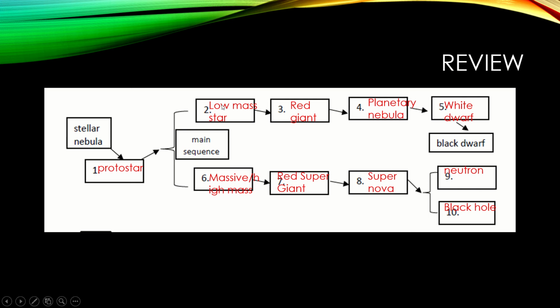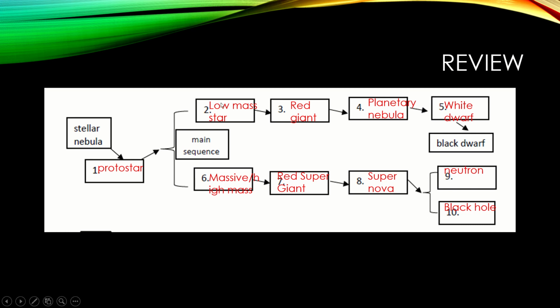So let's start with the low mass star. What happens to the stars that will become a low mass star? It will become the red giant after some series of processes and events. The red giant will become the planetary nebula, and then after some years, the star from the planetary nebula will become the white dwarf and black dwarf as they die.